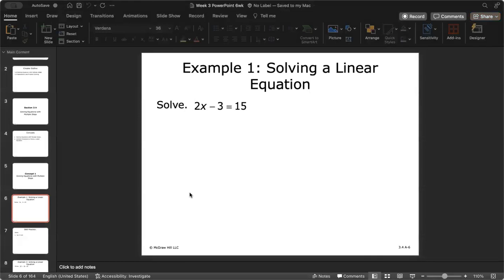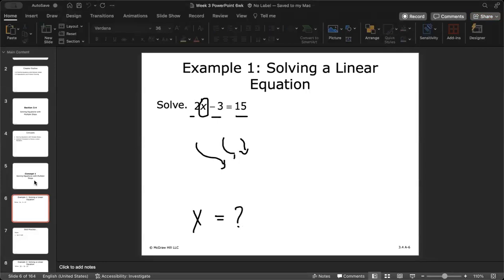Just keep in mind the goal and the process with the whole thing: at the end of the day, we want to get this variable right here by itself on one side of the equal sign. And then all these numbers have to manage their way over to the other side of the equal sign, and they're going to become something else. Who knows what they're going to be? But that's the whole idea. Variables to one side of the equal sign, everything else to the other side.